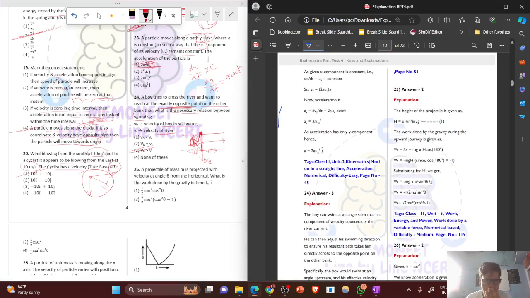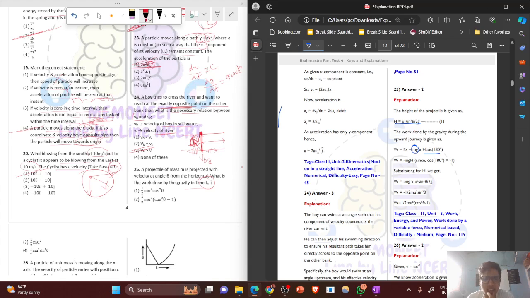Now moving ahead, a projectile of mass m is projected with a velocity at angle theta from the horizontal. What is the work done by gravity? It is asking for the work done. It's a simple question, at time t naught. So the height of the projectile is given by this. The work done is equal to force into displacement. Force is mg, height is this. First, we need to calculate the time.